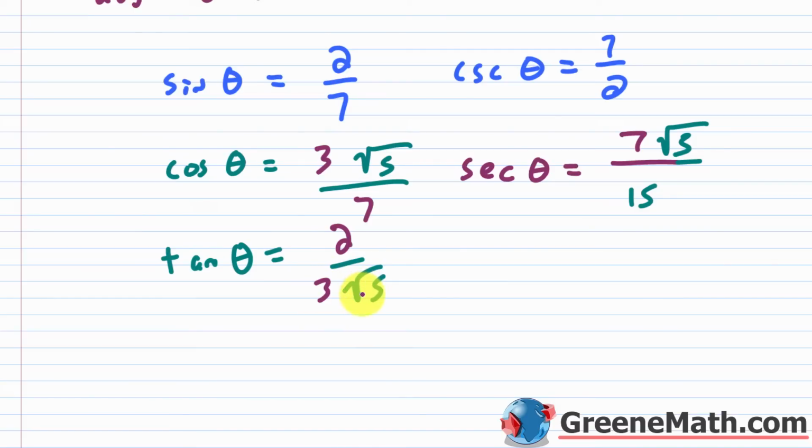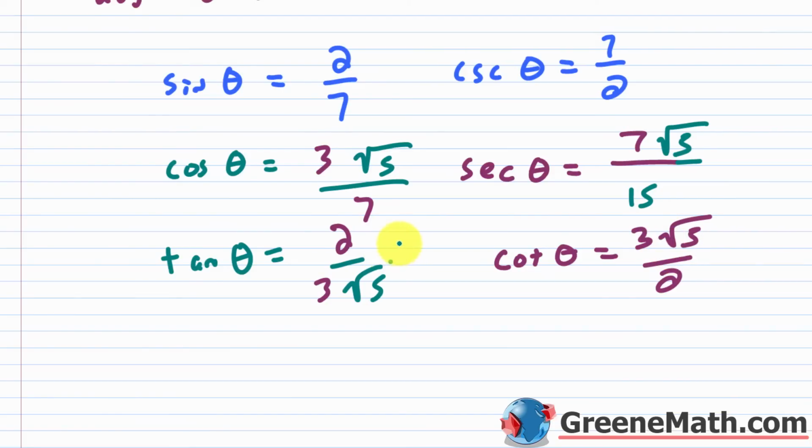Now I'm going to rationalize the denominator, but before I do that, I'm going to write out that the cotangent of theta is the reciprocal of this in this form. So 3 times square root of 5 over 2. If I rationalize the denominator first, when I flip it, I'm going to have to rationalize the denominator again when I get over here. So I don't want to do that.